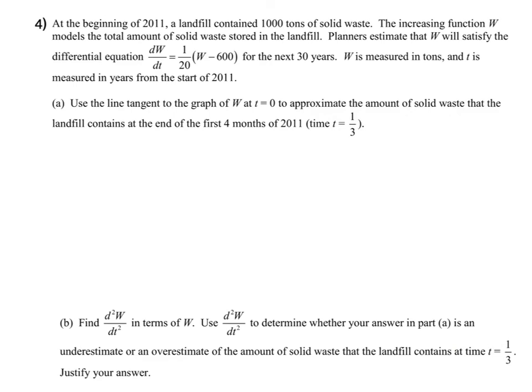Okay, last example. It says at the beginning of 2011, a landfill contained 1,000 tons of solid waste. The increasing function W models the total amount of solid waste stored in the landfill. Planners estimate that W will satisfy the differential equation dW/dt equals 1/20th times (W minus 600) for the next 30 years. W is measured in tons and t is measured in years from the start of 2011. All right, a lot of information. Use the line tangent to the graph of W at t equals 0 to approximate the amount of solid waste that the landfill contains at the end of the first 4 months of 2011.